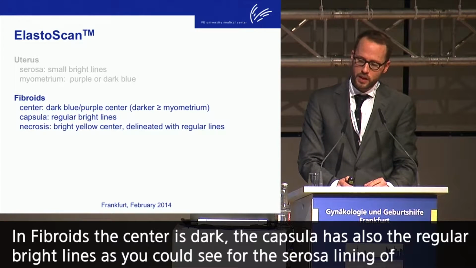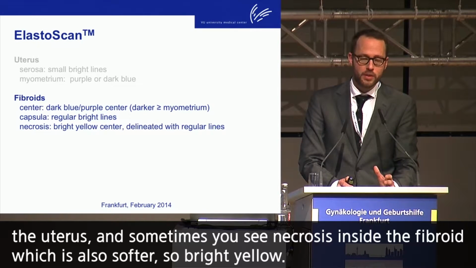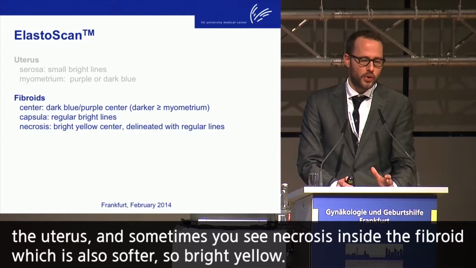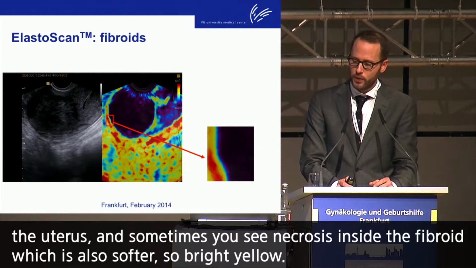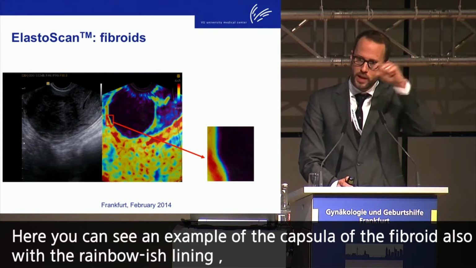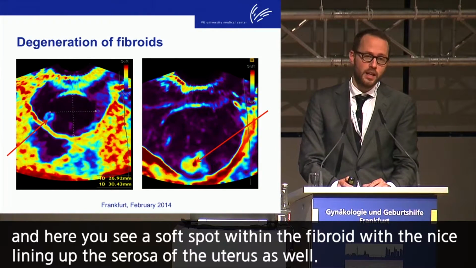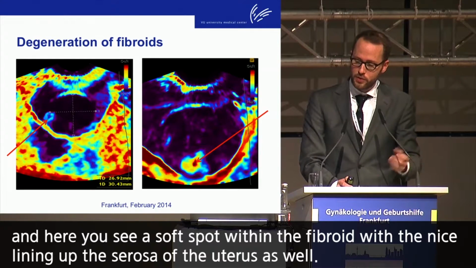Fibroids, the center is dark. The capsula also has the regular bright lines, as you could see for the serosal lining of the uterus. And sometimes you see necrosis inside the fibroid, which is also softer, so bright yellow. Here you can see an example of the capsula of the fibroid, also with the rainbowish lining. And here you see a soft spot within the fibroid with a nice lining of the serosa of the uterus as well.